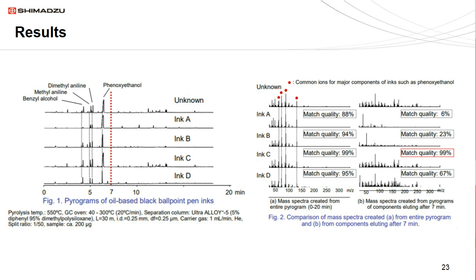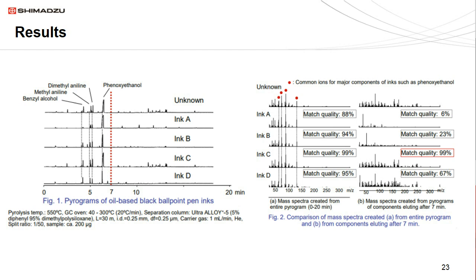The major components of each ink are solvents such as phenoxyethanol and diethylaniline. All of these kind of elute before our 7 minutes of the pyrogram. Inks A through D showed similar pyrograms. However, these small peaks are observed after the 7 minutes. These are dyes and additives and differ from ink to ink.